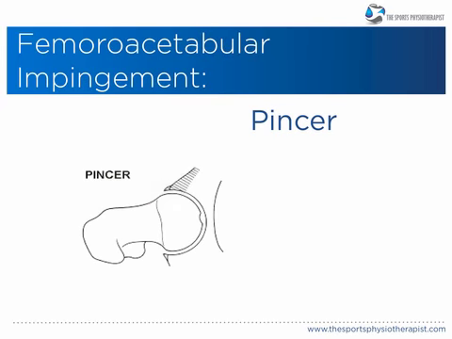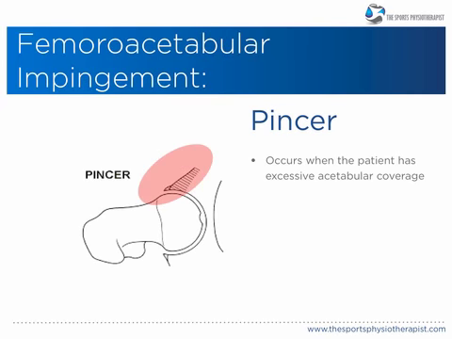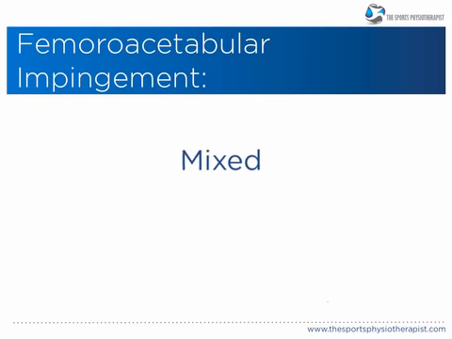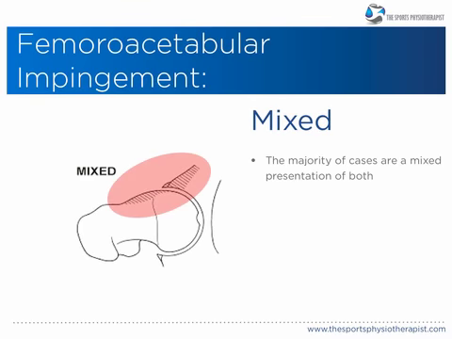Pincer impingement occurs when the patient has excessive acetabular coverage or overcoverage. This overcoverage will cause femoral abutment against the chondrolabral tissues at extremes of range of motion. A mixed presentation is seen in the majority of cases and is a combination of the two.